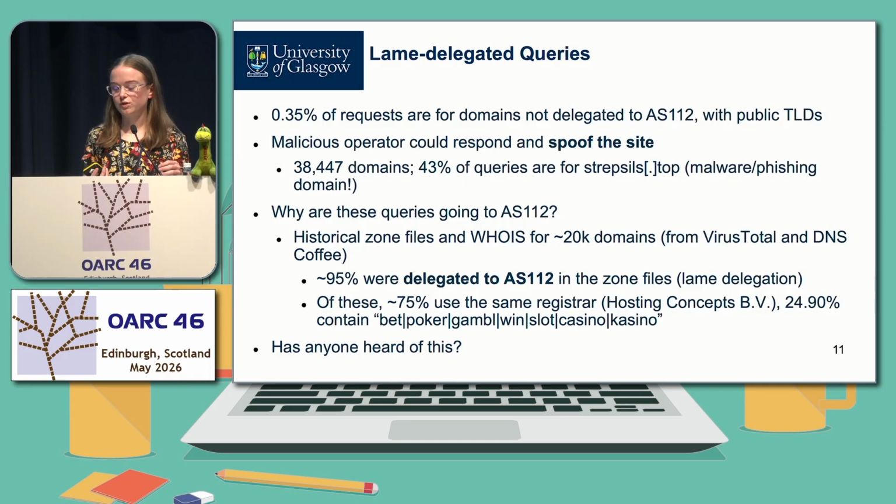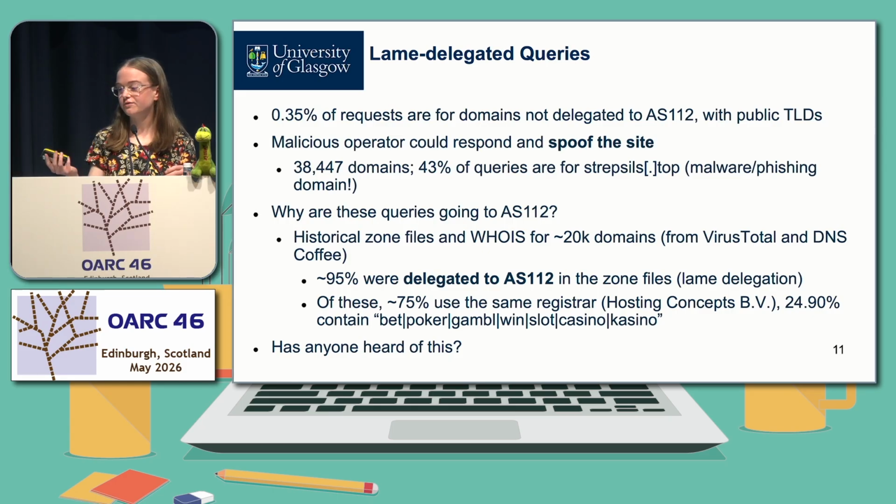These cover about 38,000 domains. However, 43% of these queries are for one domain called strepsils.top, which is a malware or phishing domain, so don't go to this domain. But in trying to find out what's happening here, I looked at historical zone files from DNS Coffee and historical WHOIS data from VirusTotal, which I was able to get for about 20,000 of these.